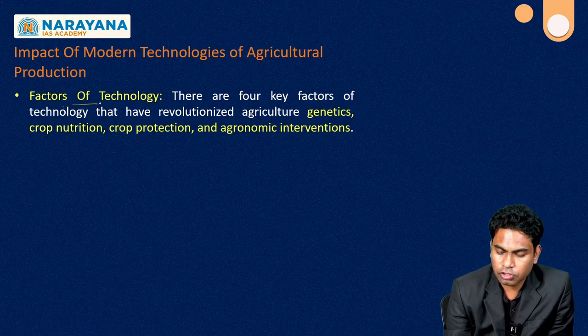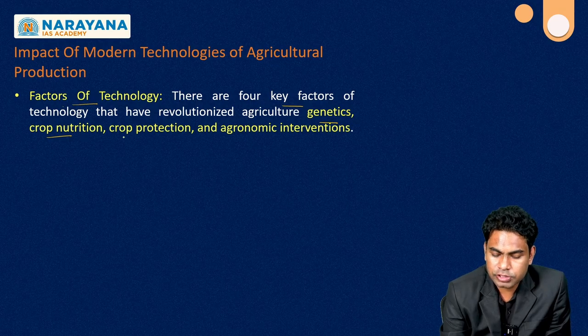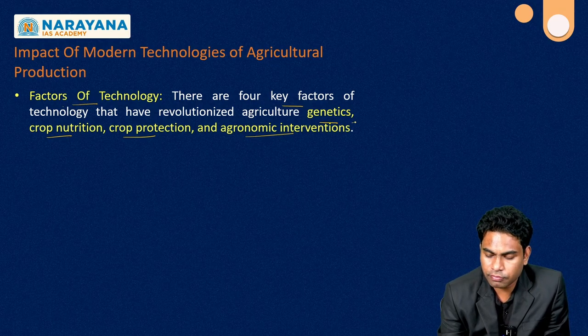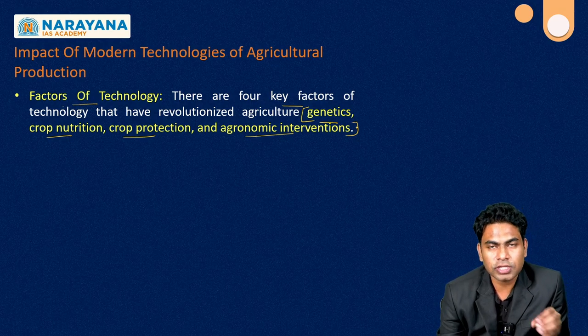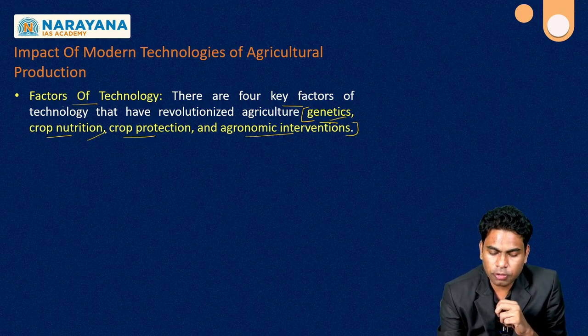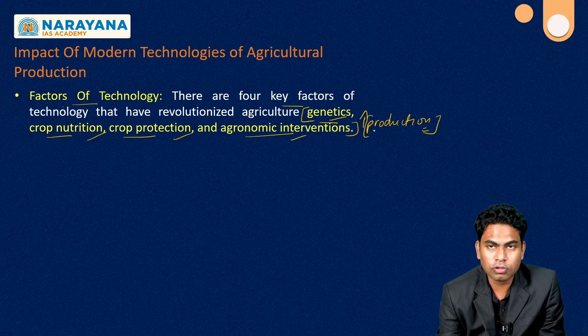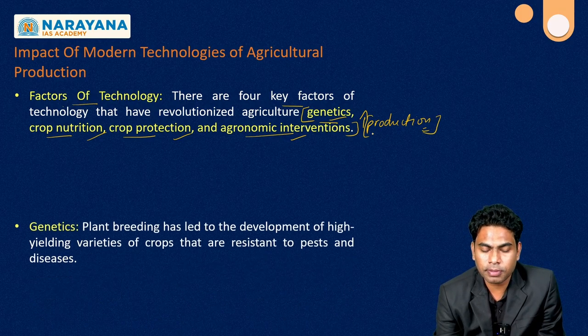So, the factors of technology. The key factors are genetics, crop nutrition, crop protection and agronomic interventions. So these are the technologies we are going to focus upon. Genetics, crop nutrition, crop protection and agronomic intervention all contribute to the rise in production levels. This is the technological intervention that we are talking about. Let us look into each topic one by one.